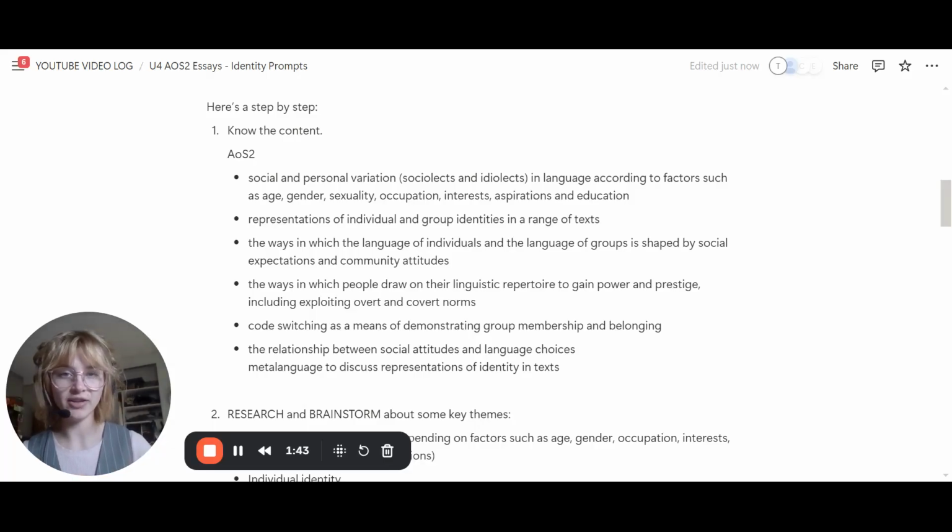And here are the dot points from the study design. So let's go through them. And as we do, I'll note down a few ideas that I think are worthwhile you guys having a bit more of a look at.